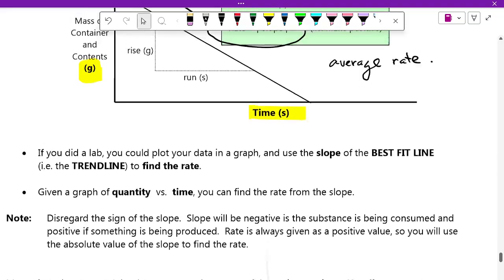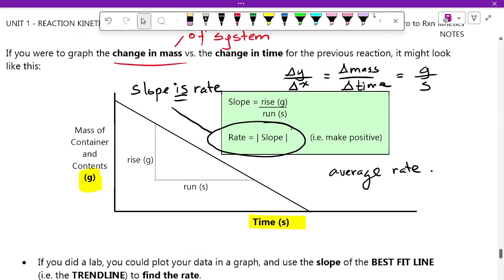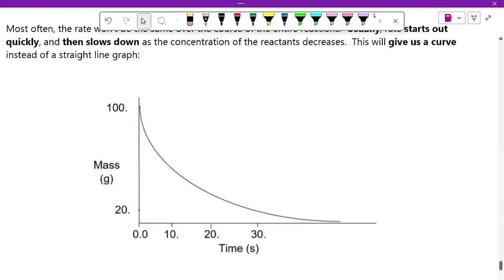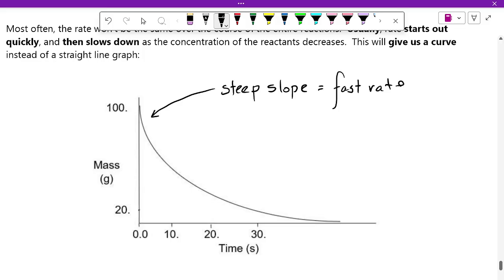Now, most often, you're not going to get something that looks like this, a nice straight line. Most of the time, you're going to get a graph that looks like this, where a reaction often will start quickly. Okay, when you have a steep slope, that's a fast rate. And when you have a shallow slope, that's a slow rate.